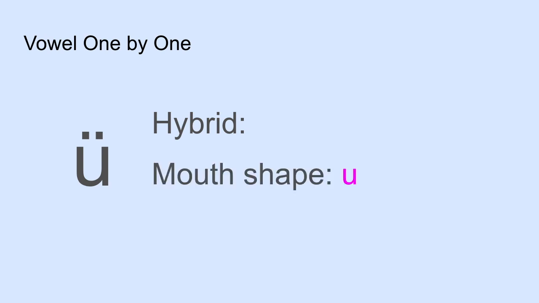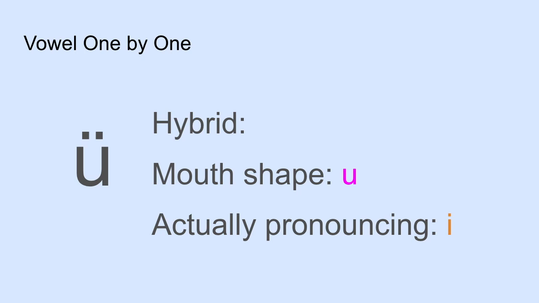Now the last one is a little difficult because it's a hybrid. What does it mean? Your mouth shape is like oo, which we just learned, but you're actually pronouncing ee inside, okay? So let's first do the oo mouth, oo, and then keep that shape and pronounce ee instead, but don't move your lips.